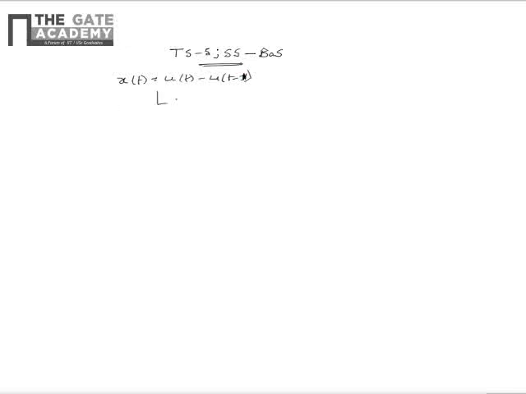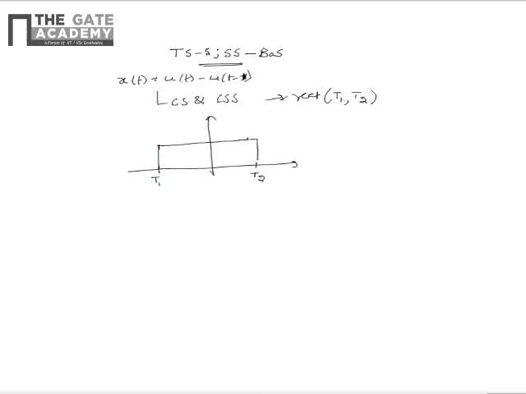We need to find the conjugate symmetric and conjugate skew symmetric parts of this signal in terms of another signal rect of t1 comma t2. The signal rect of t1 comma t2 is defined as shown. Rect of t1 comma t2 is a pulse from t1 to t2 and is of uniform magnitude in this range, and the same is equal to half.